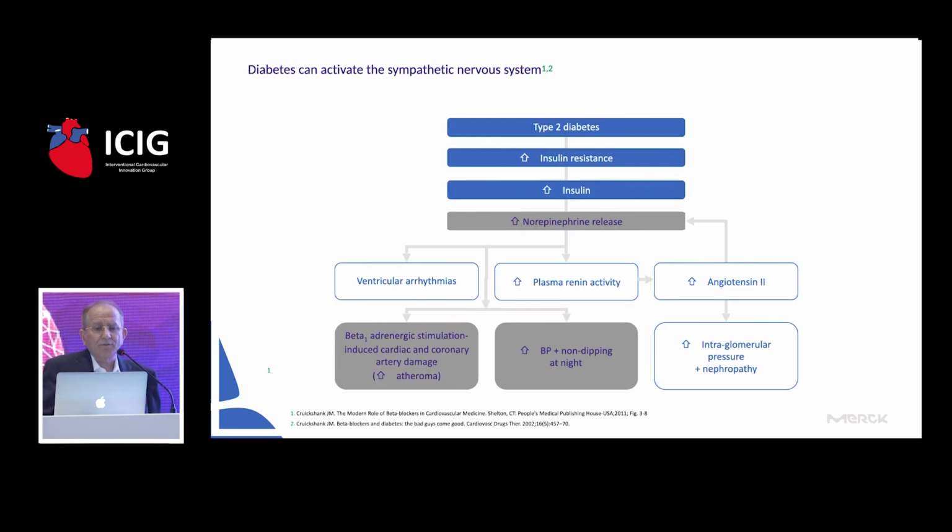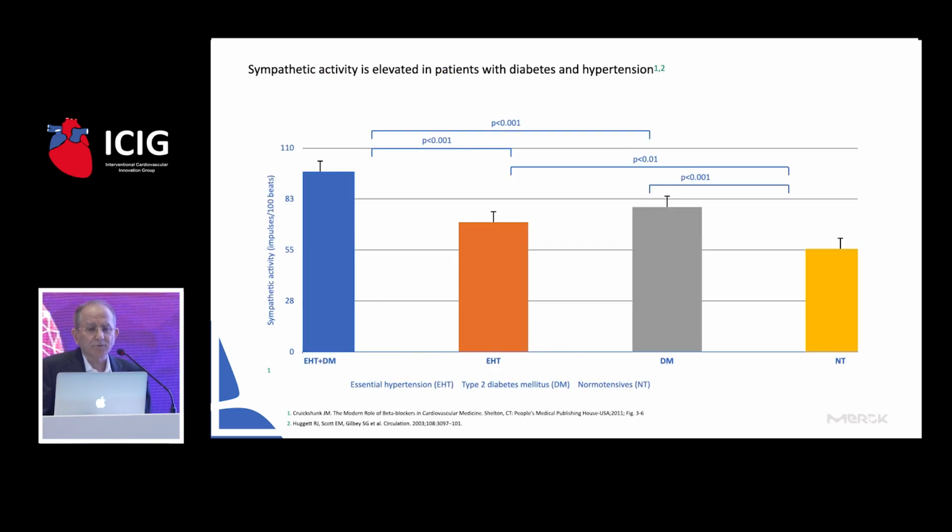Diabetes can activate the sympathetic nervous system. Type 2 diabetes is associated with increased insulin resistance. That is, an increase in insulin would be associated with an increase in norepinephrine release, eventually leading to ventricular arrhythmias, increasing plasma renin activity, increasing angiotensin 2, thus leading to beta-1 adrenergic stimulation, increased blood pressure, and non-dipping at night.